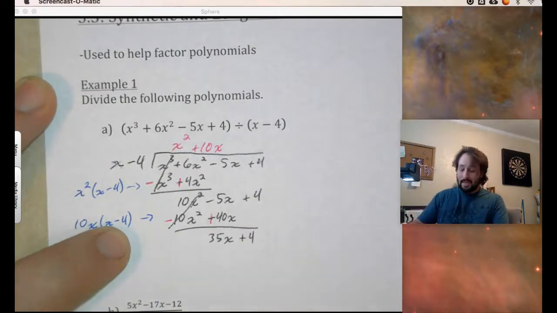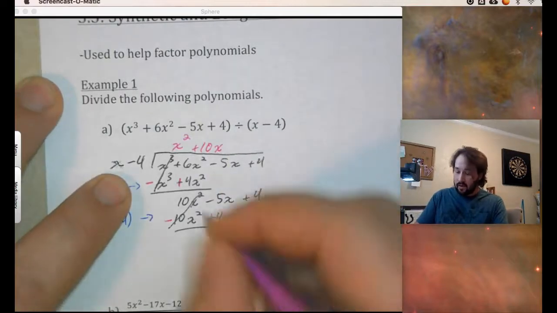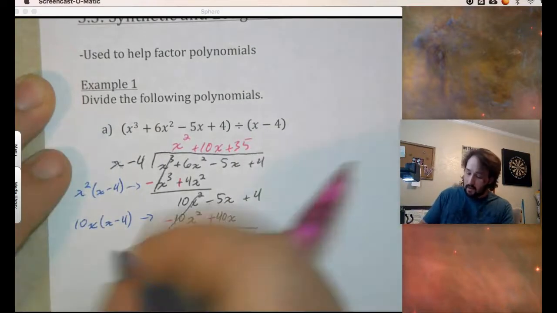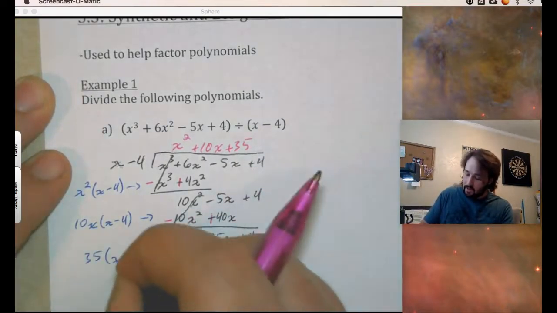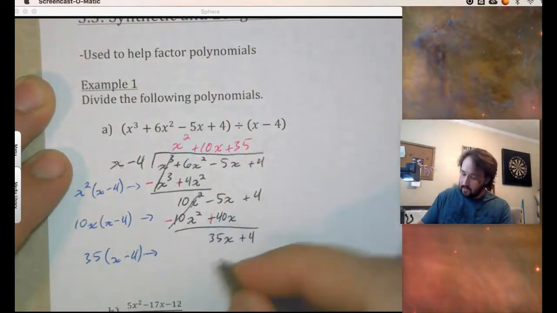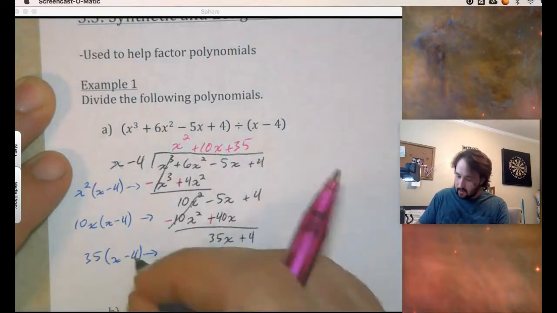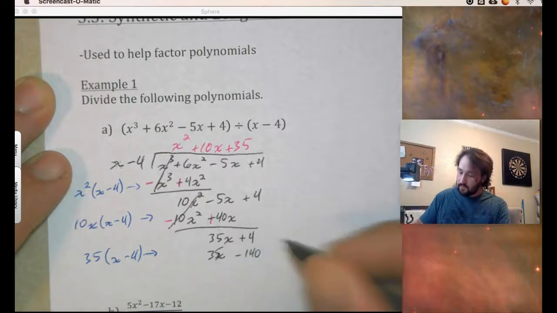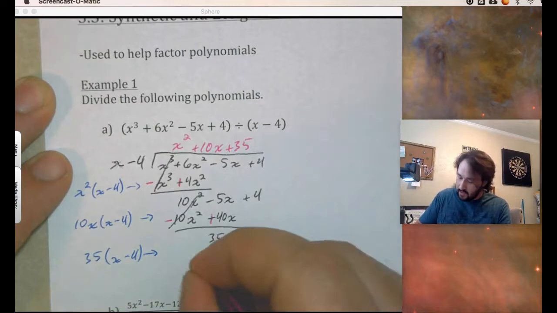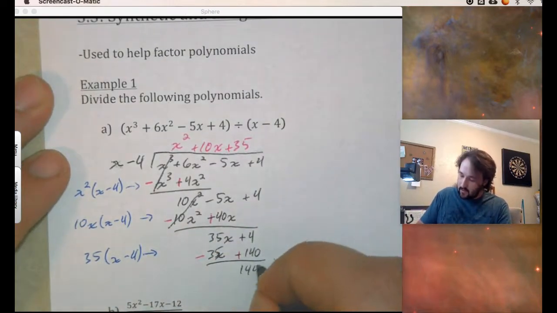Next thing I do, again, we're just repeating the process. So if I want to get x to be 35x, I need to multiply it by 35. So that when I do that, 35 times x minus 4, to get the next line, that will turn into 35x. And then 35 times negative 4 is negative 140. And again, last thing I'm going to do is change my signs, so minus and plus, so that I get down here and I have 144.